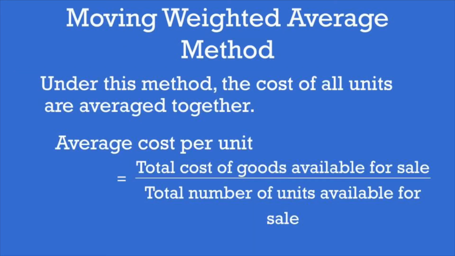Yet another method we can use in order to value our inventory is something called the moving weighted average method. What the moving weighted average method is, we look at the total purchases and we say to ourselves, okay, here's all the money we spent buying, so the total cost of goods available for sale, and we simply divide it by the total number of units that we purchased to make available for sale.